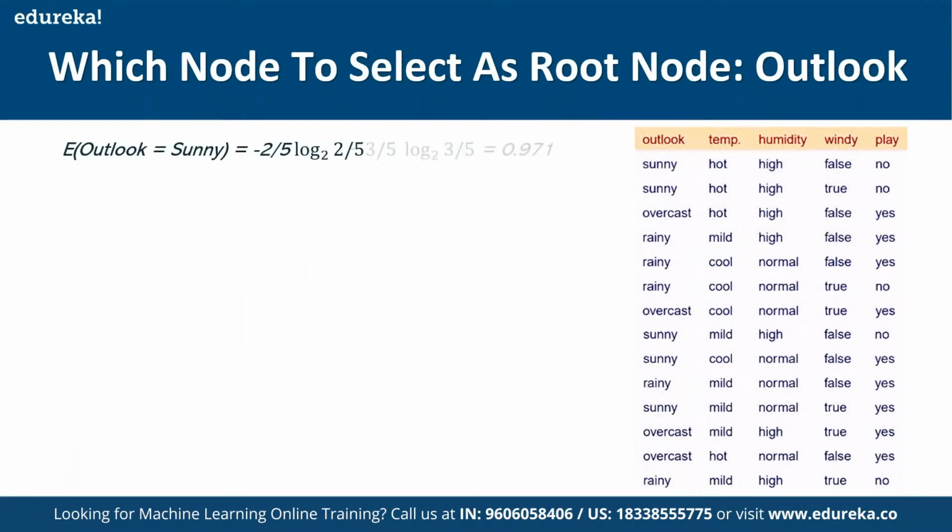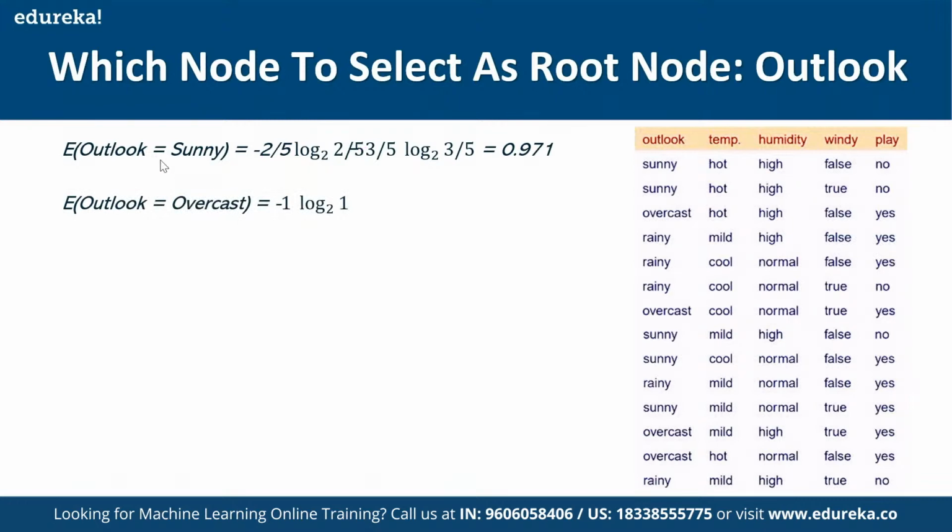Okay, so if we start with outlook, remember this formula, which is the probability that I will play, multiplied with log base 2 of the probability that I will play, right? And subtract the probability that I will not play, and log base 2 of not playing. So 2 by 5 is the chance that I will play, into log base 2, 2 by 5. This is a subtraction here, right? With not playing and log 3 by 5. So you will calculate this entropy when outlook is sunny. You got this entropy when the outlook is sunny as 0.971.